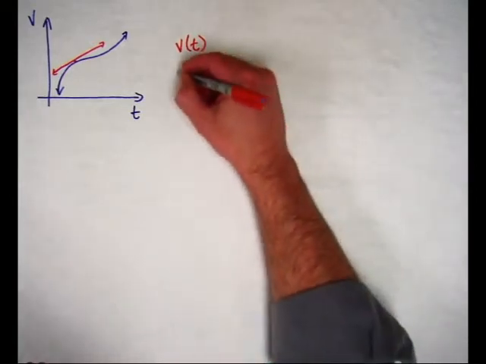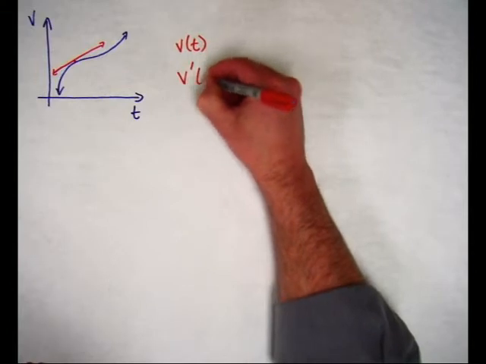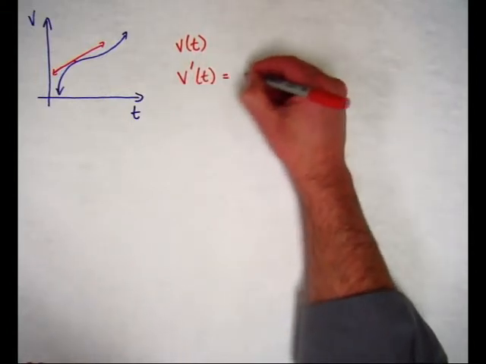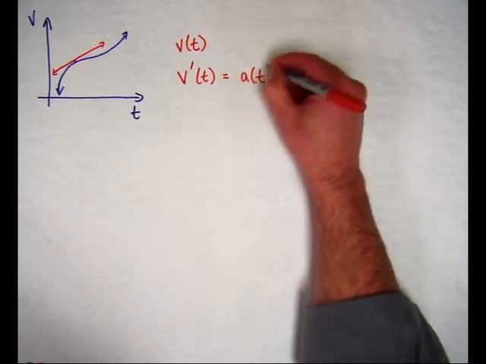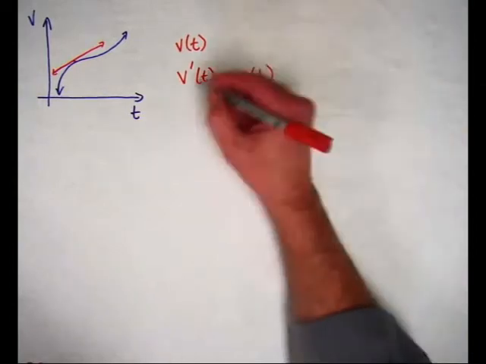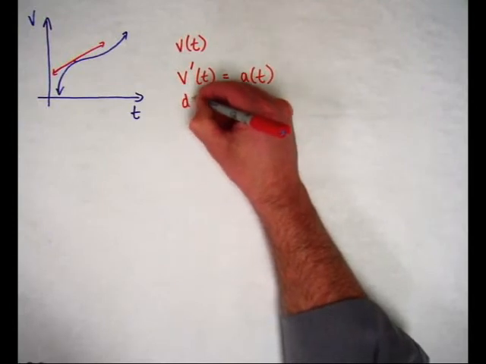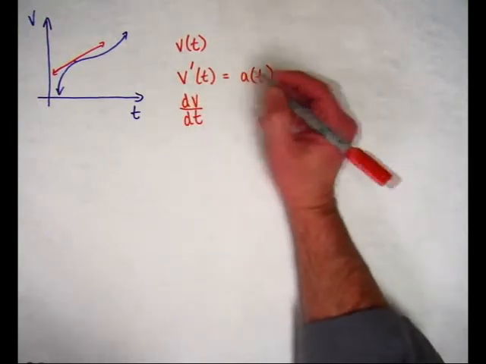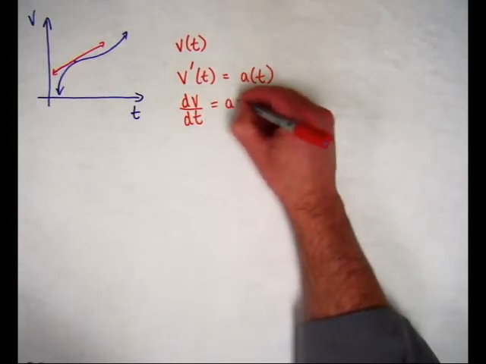So if we take v prime of t, in other words, the derivative of the velocity function, we will get what's called the acceleration function. Or using the Leibniz notation, if we wrote dv/dt, the derivative of velocity with respect to time would be acceleration.